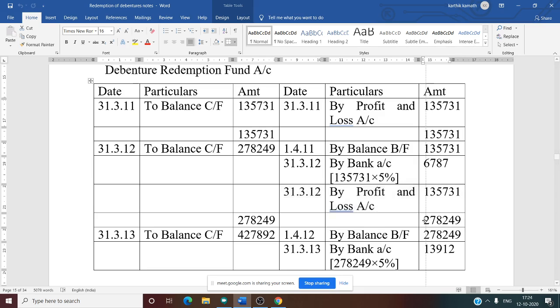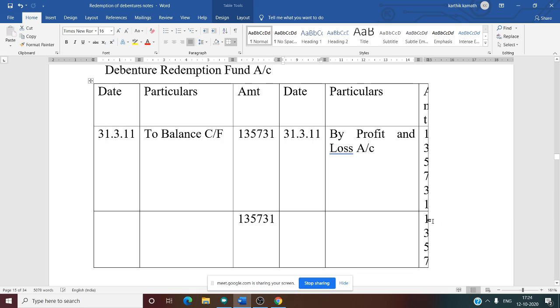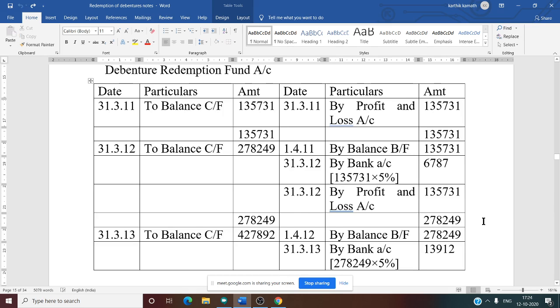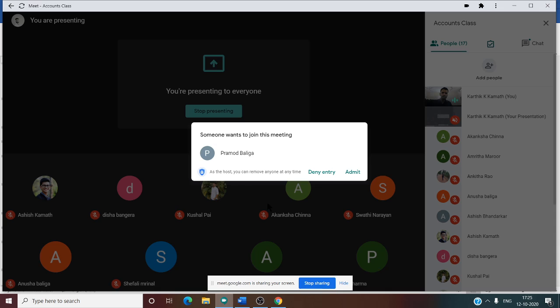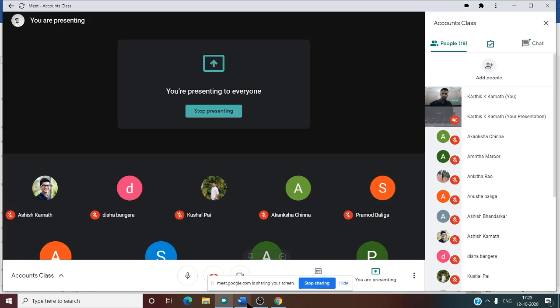Now the total of second year is 2,78,249. No other entries in the debit side. So close the second year. To balance carry forward 2,78,249. Yes. So now after that you need to do it for the third year.